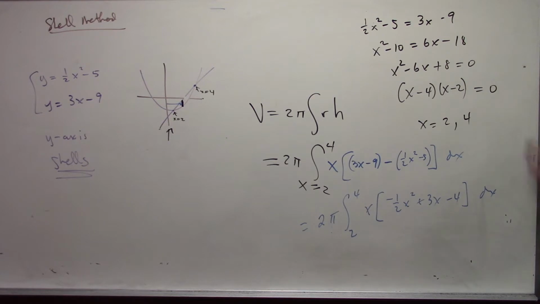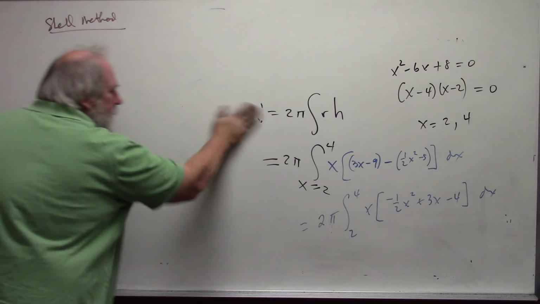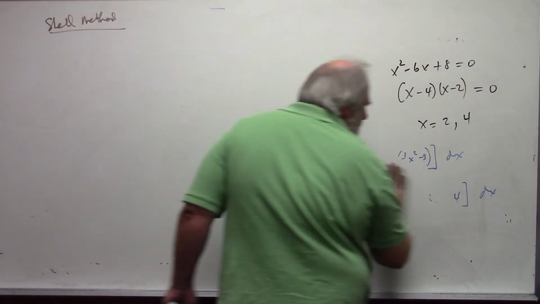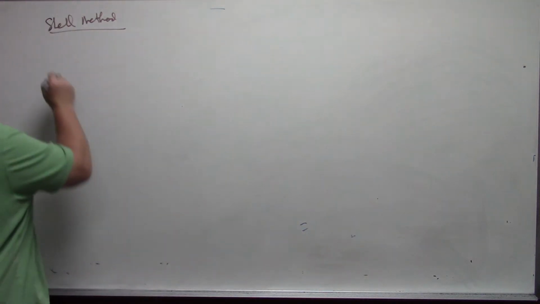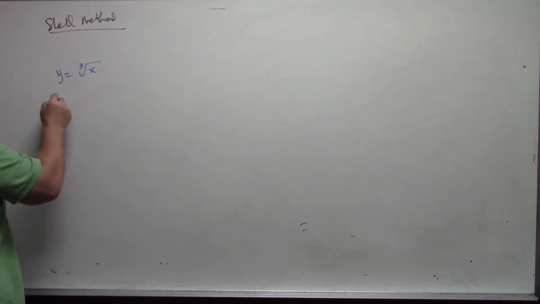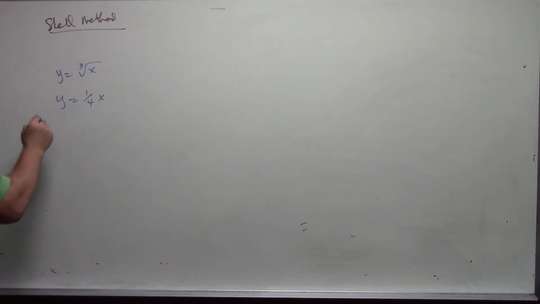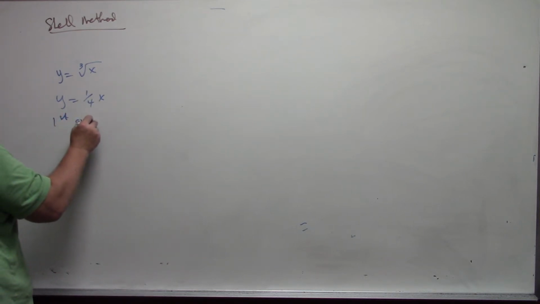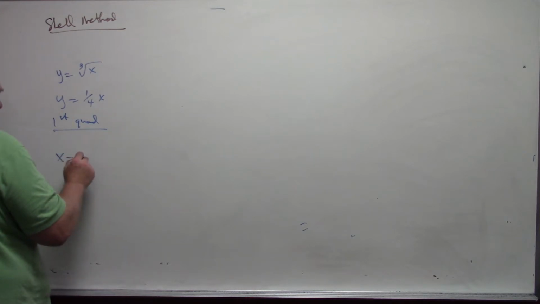Okay, my second example. We have y equals the cube root of x, y equals 1/4 x, and I only want to look at the first quadrant of this. That actually will intersect both in the first and third, and I want to rotate this about the x-axis, and I want to use shells.